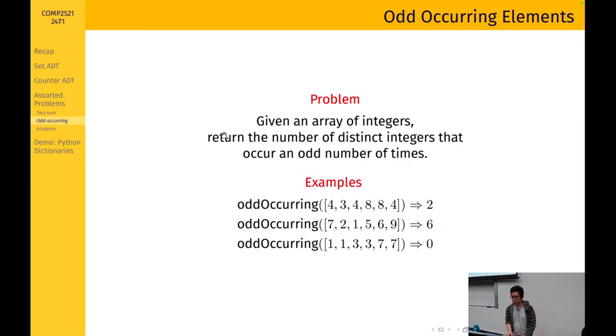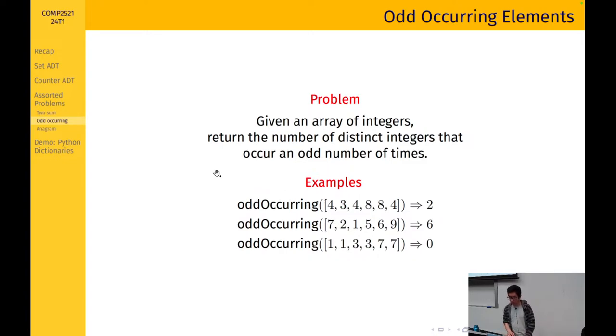So here are some examples. Here we have an array where the 4 occurs 3 times, the 8 occurs twice, and 3 occurs once. So the 4 and the 3 occur an odd number of times, 3 times and 1 time. So this function should return 2. In the next example, we have just an array of distinct elements. Each of these elements occur once, which is an odd number of times, so the function should return 6. And in the last example, we have 3 pairs of elements, so 2 ones, 2 threes, and 2 sevens. Each of the elements occur an even number of times, so we should return 0.